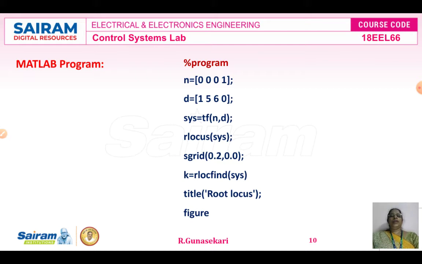First, the numerator 0, 0, 1. Denominator 1, 5, 6, 0, based on the given transfer function. Then the system transfer function TF is nothing but numerator and denominator.